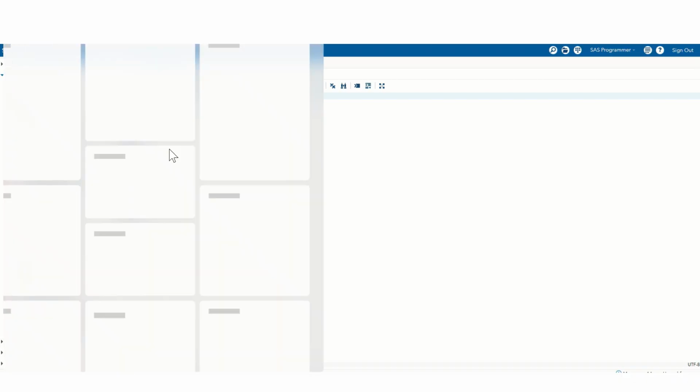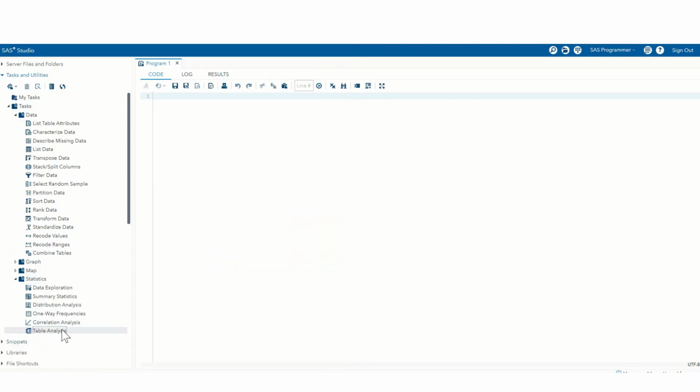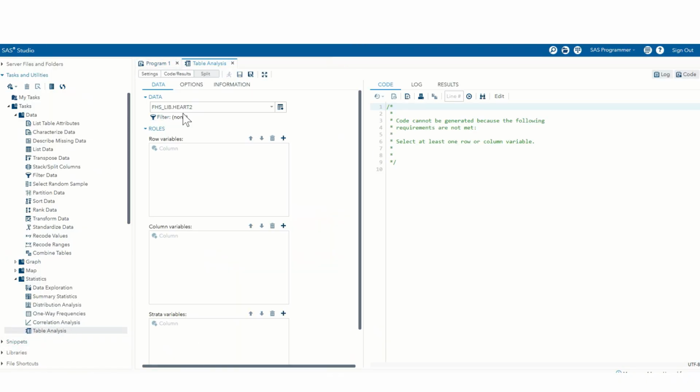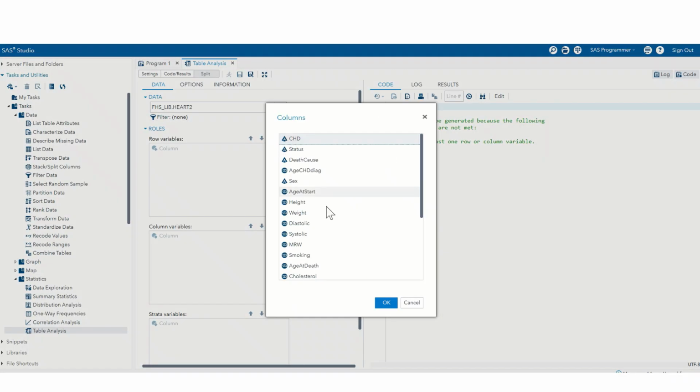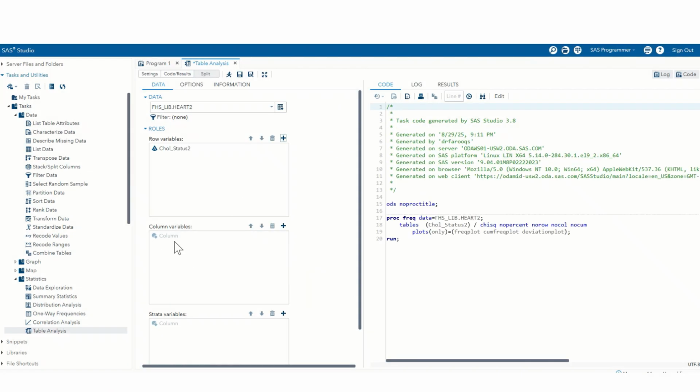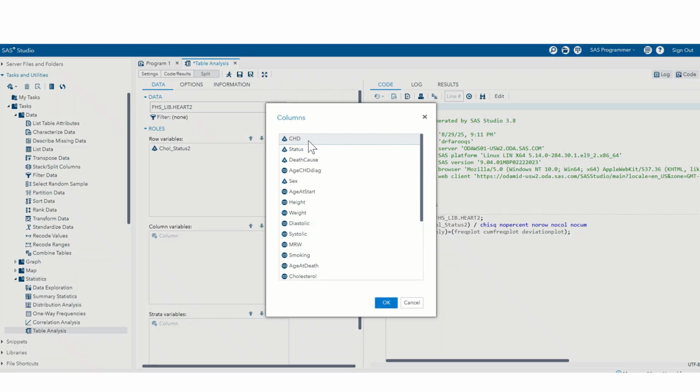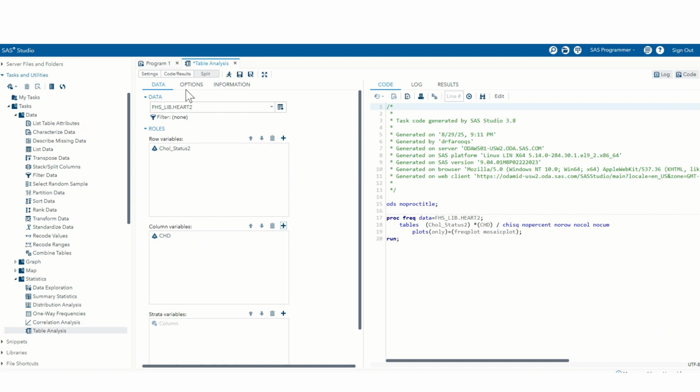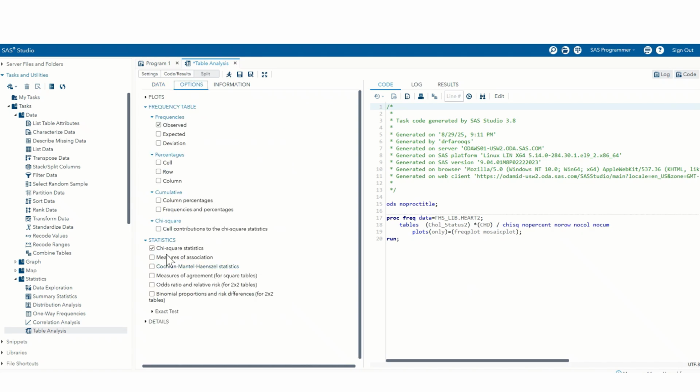Double click on table analysis under statistics, and we're going to use the same data set, the HEART2 data set. Let our outcome of interest be cholesterol underscore status 2, and our column variable will be the outcome of interest, which is chronic heart disease in this example. Under the options tab, I am going to uncheck everything except the observed frequency, and will submit the code.